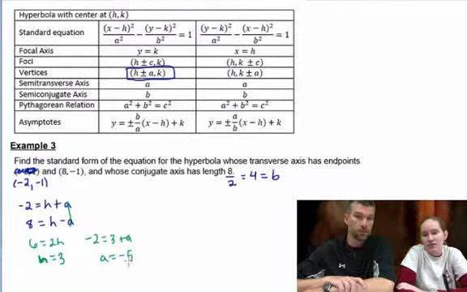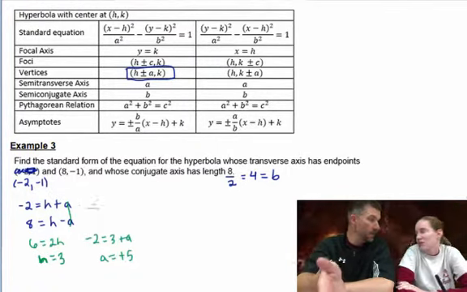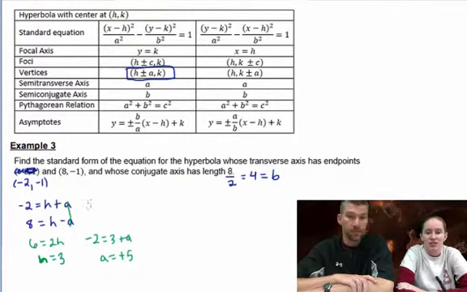-5. But it's really +5, because you're going to square it anyway. It makes it 25, so it could be either one.